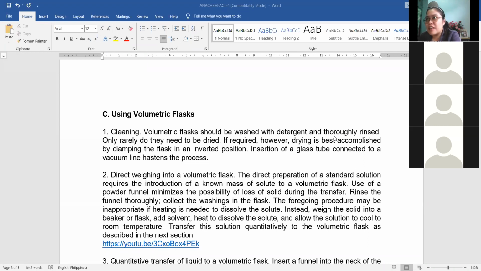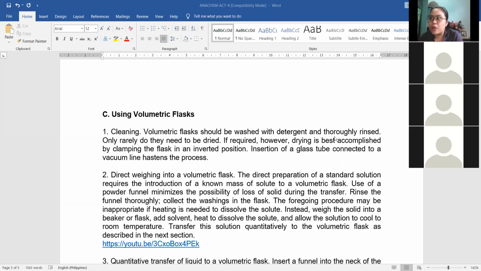But if the procedure requires us to really dry the volumetric flask, then it is accomplished by clamping the flask in an inverted position. Ipabaliktad natin siya, class, na yung neck niya is nasa baba, and then i-connect natin siya with a glass tube into a vacuum.